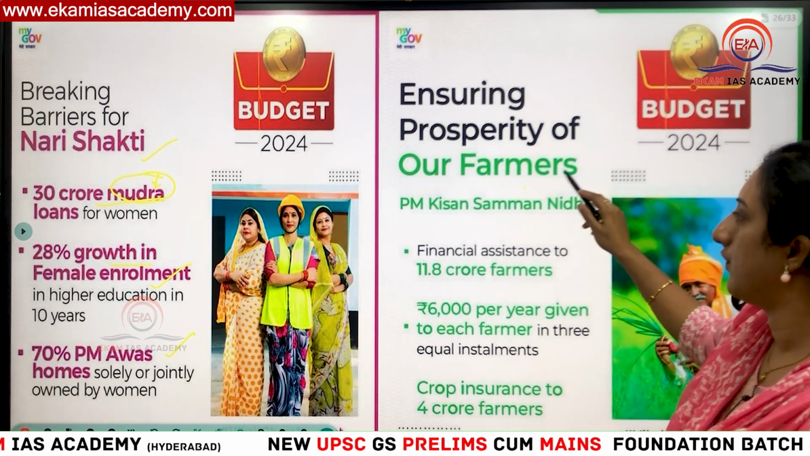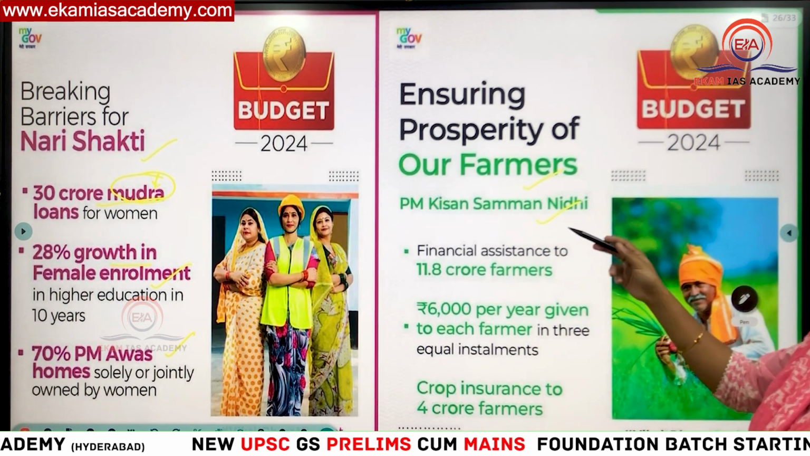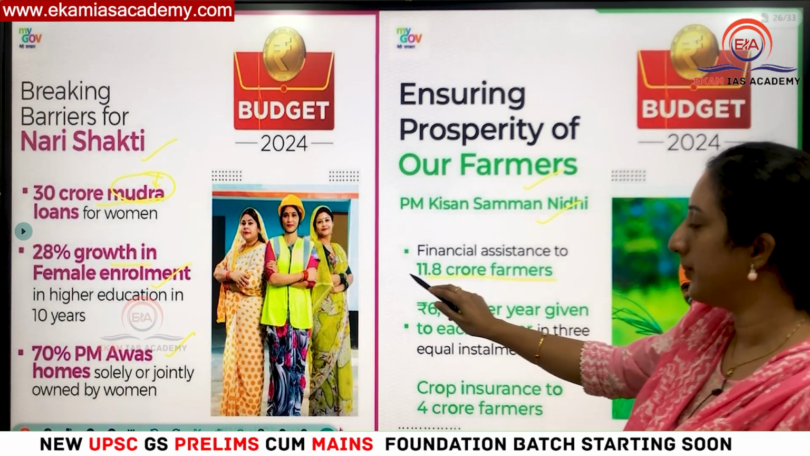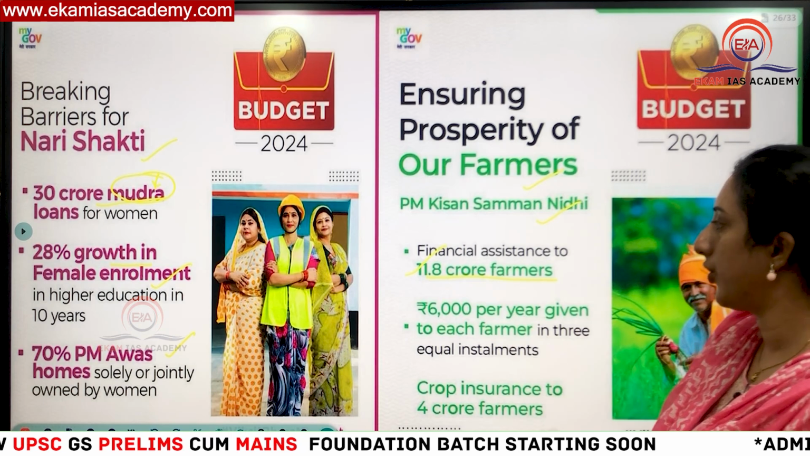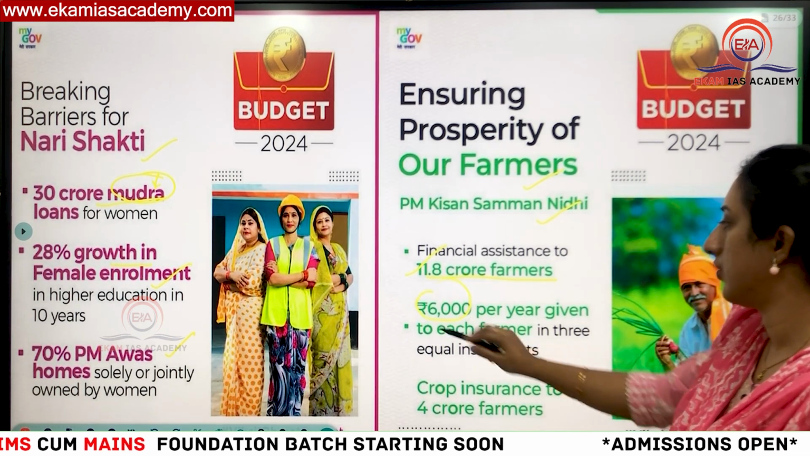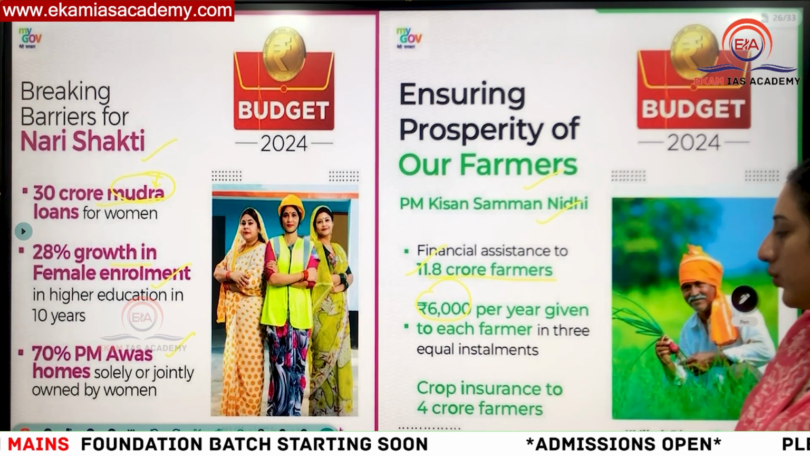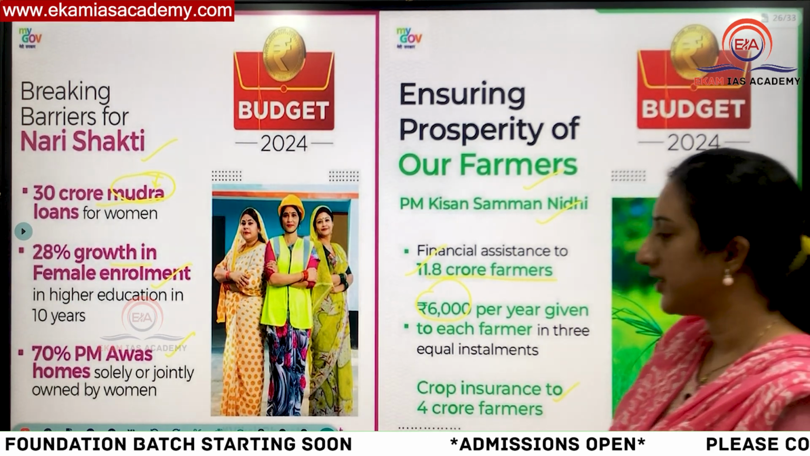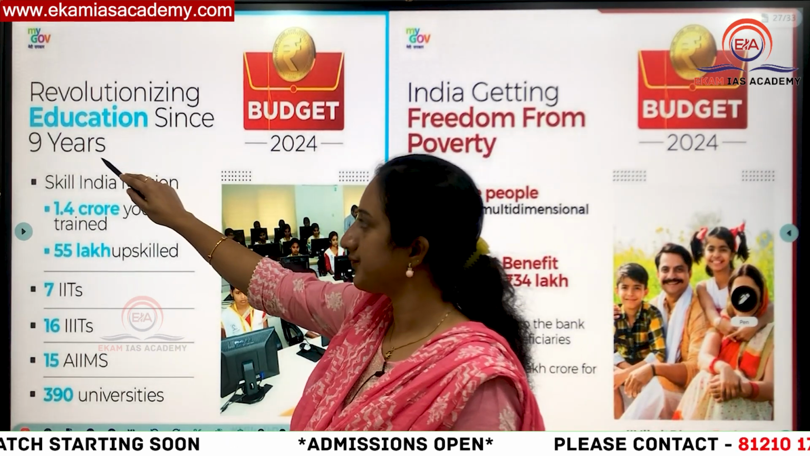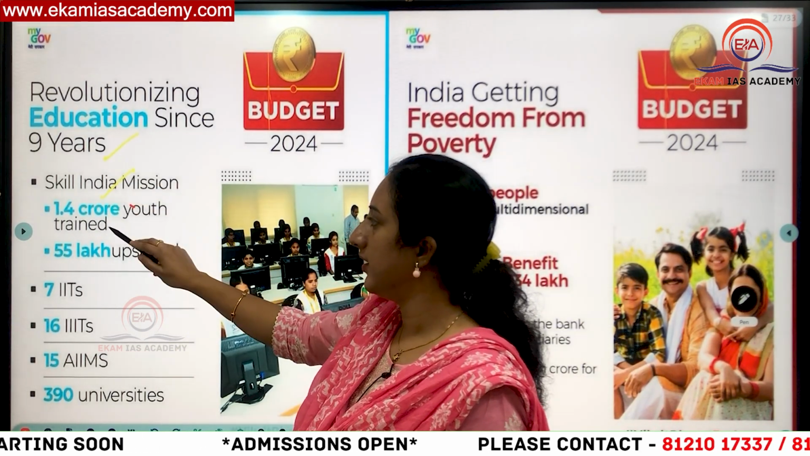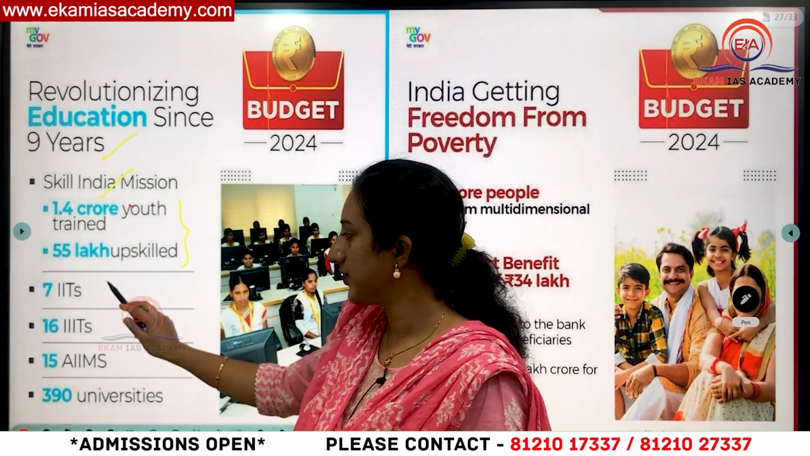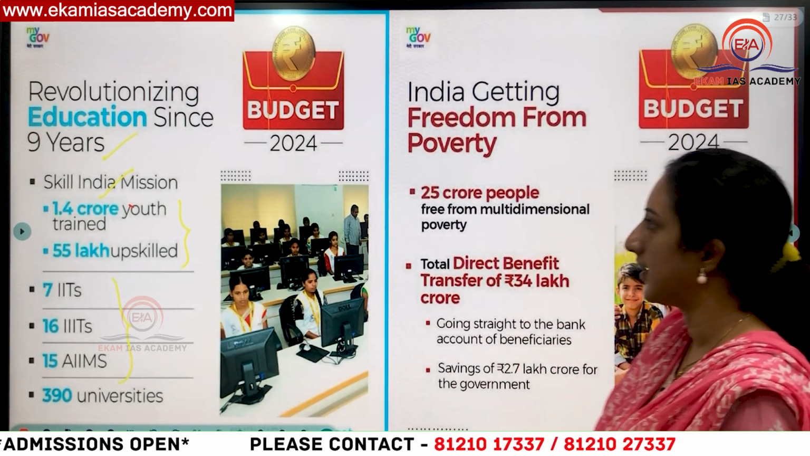So with respect to farmers, Pradhan Mantri Kisan Samman Nidhi. 11.8 crore farmers are getting benefited, and 6,000 per year is given to every farmer in 3 equal installments. And crop insurance, Pradhan Mantri Fasal Bima Yojana, is also given. With respect to education, in the last 9 years, Skill India, you can write these things in mains answers. These are the IITs and IIMs established in the last 9 years.